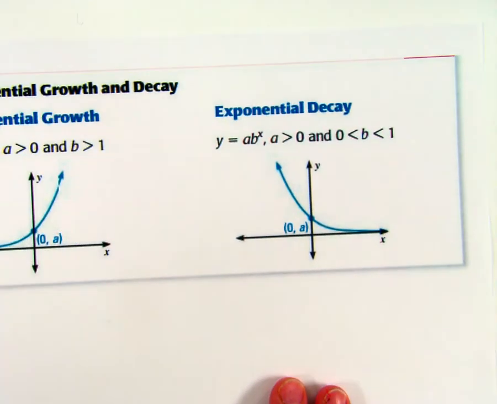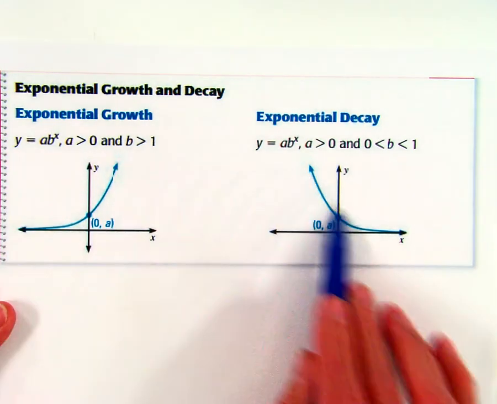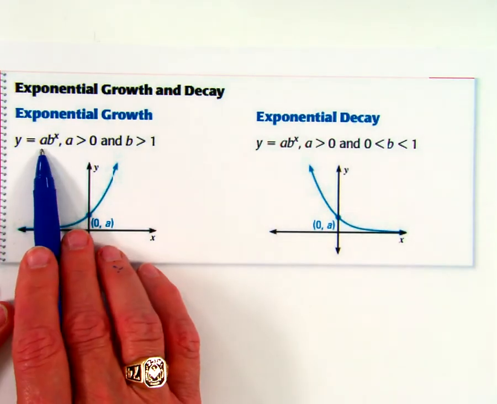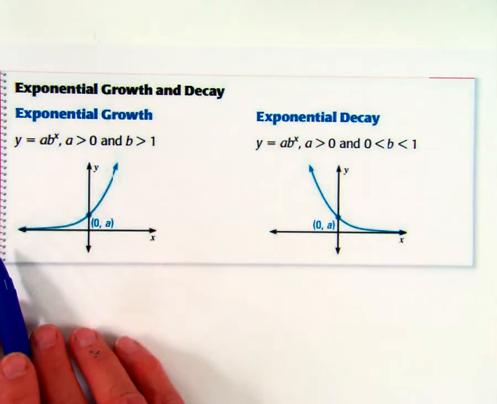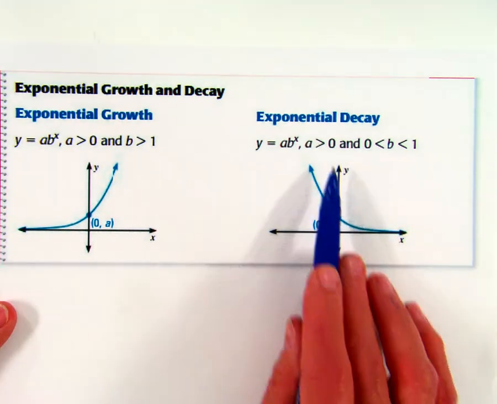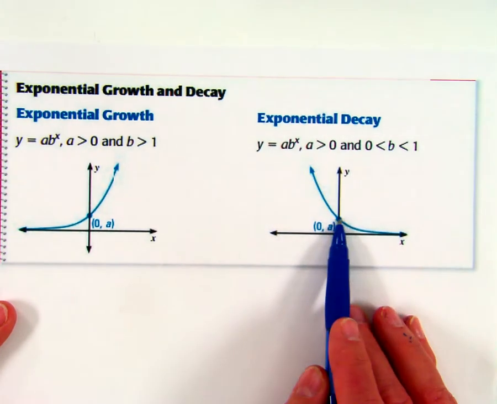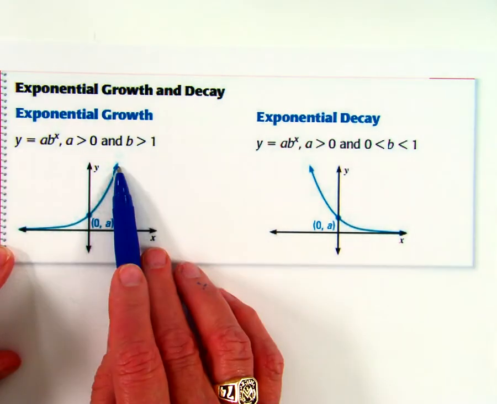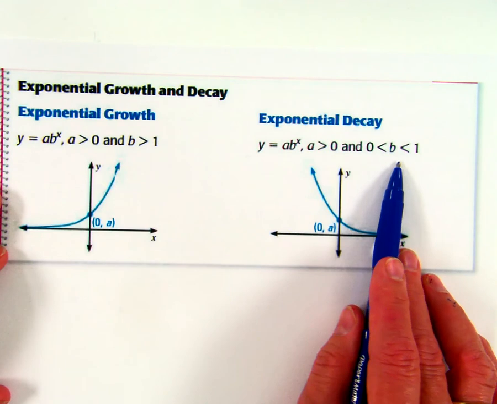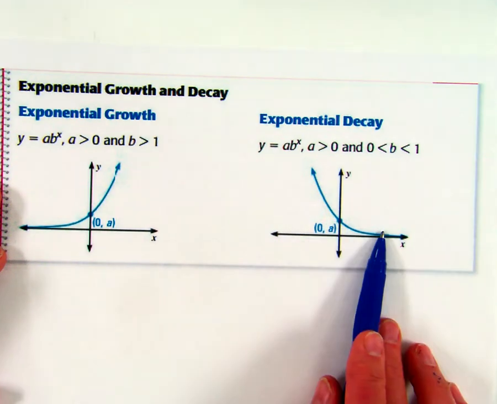To show you a little explanation on that, kind of a summary here. We've got them going up, we've got them going down. So a times b to the x. A is bigger than 0, that's exponential growth. Exponential decay is when a is still bigger than 0, but the difference is the b. Here the b is bigger than 1 and it's increasing. Here the b, or the growth factor or decay factor, is between 0 and 1. It's a fraction. If it's a fraction, it's going down.